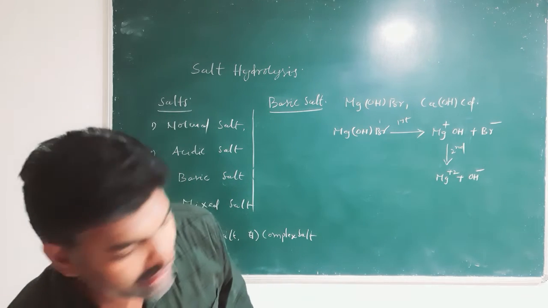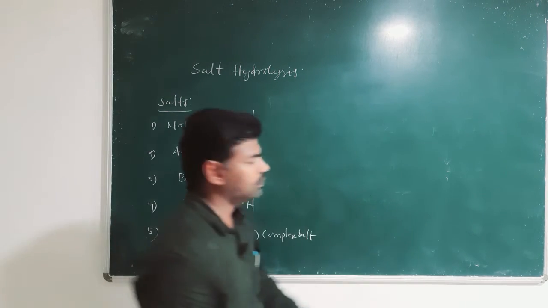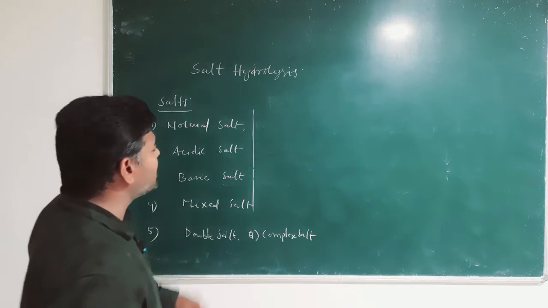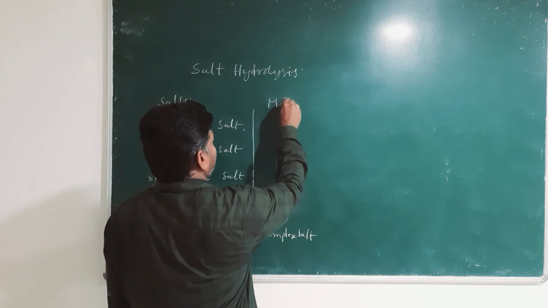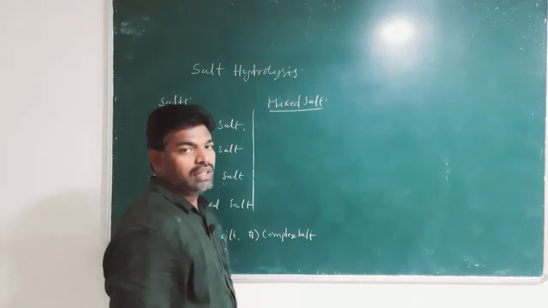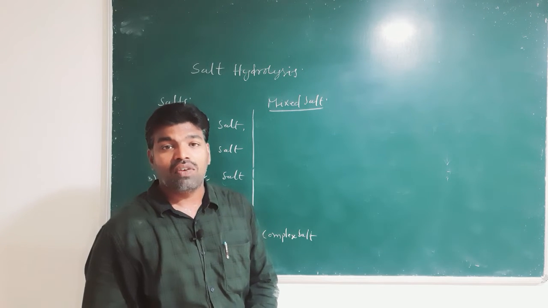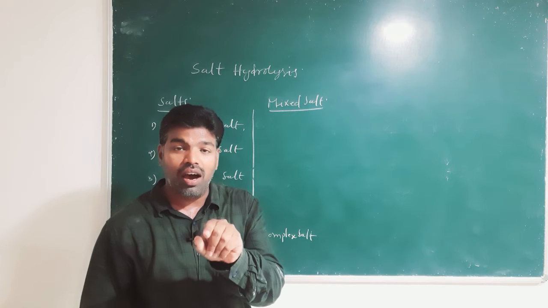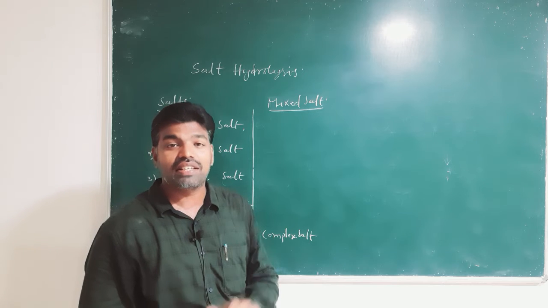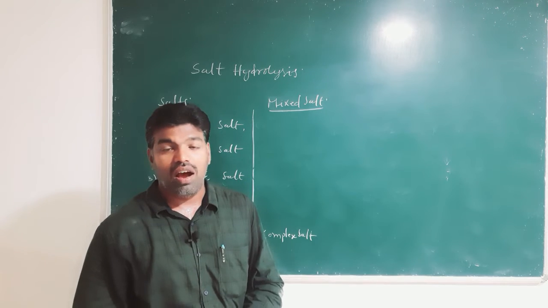The fourth one is mixed salt. These are the salts formed by the combination of one acid with two bases or one base with two acids. I repeat, these are the salts formed by the combination of one acid with two bases or one base with two acids.